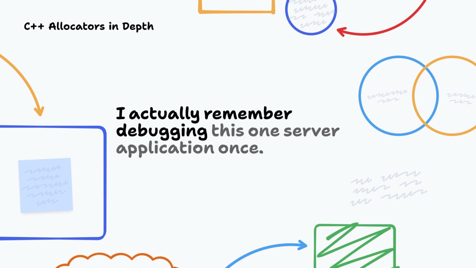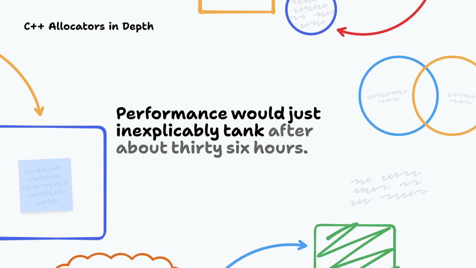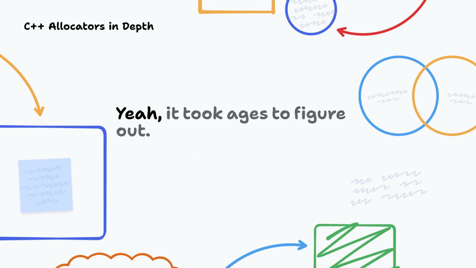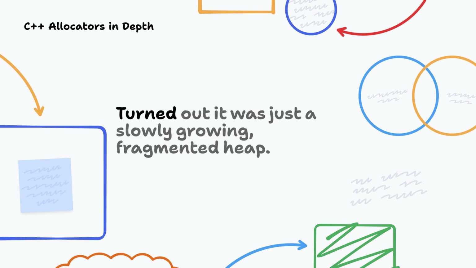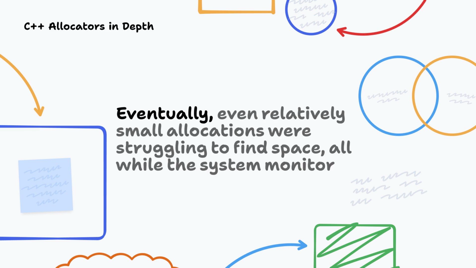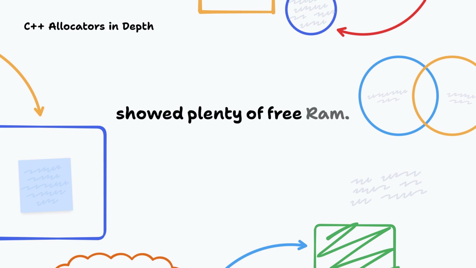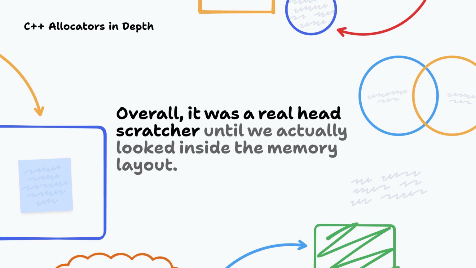I actually remember debugging this one server application once. Performance would just inexplicably tank after about 36 hours. Yeah, it took ages to figure out. Turned out it was just a slowly growing, fragmented heap. Eventually, even relatively small allocations were struggling to find space, all while the system monitor showed plenty of free RAM overall. It was a real head-scratcher until we actually looked inside the memory layout.